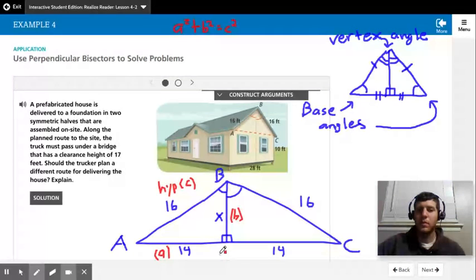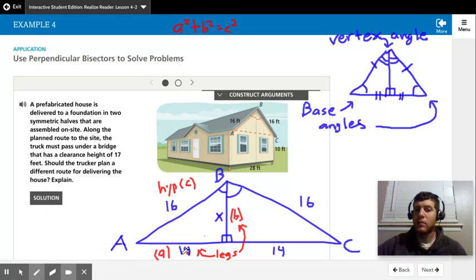Okay, those are going to be the legs. The legs are adjacent to the right angle. Adjacent means next to, right? So if you're sitting next to someone, you're sitting adjacent to them. If you're sitting across from them, you're sitting opposite of them.